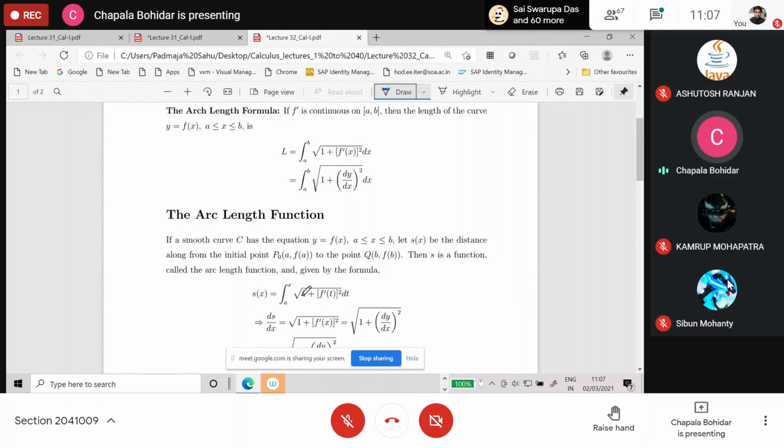integral from a to x of root over 1 plus f dash t square dt. Though x is the variable, like in the fundamental theorem, here we should change the variable to t, as a dummy variable, since the limit is a to x. This implies ds by dx is equal to, by using that fundamental theorem, root over 1 plus f dash x square, which I can write as root over 1 plus (dy by dx) square.